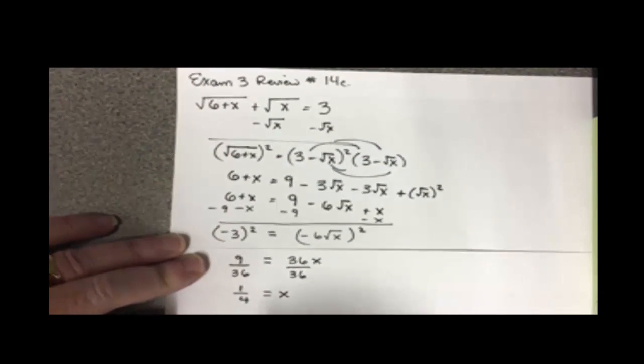So I'm going to go ahead and check that answer by plugging it back into my original equation. I would have the square root of 6 plus 1/4 plus the square root of 1/4 equals 3. And as we did in class, I'm just going to go ahead and type that into my calculator and check to see that it's actually true.